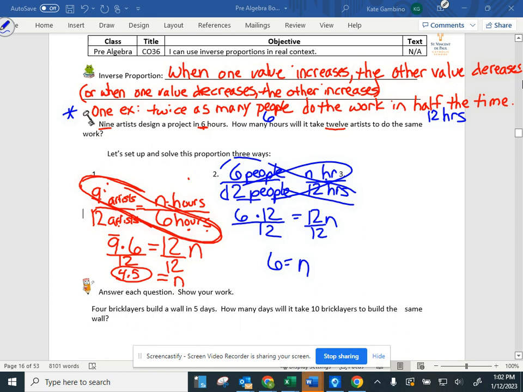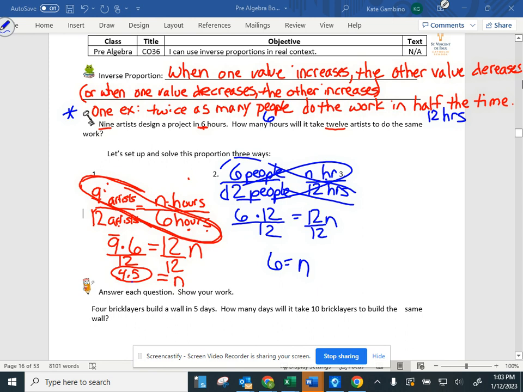It's simple math, right? We could have done that in our head, but I wanted us to see it written out. Does that make sense? What are we waiting on, Evelyn? Did you do 6 times 12 divided by 12? And you got 6, right? Yeah. That's the answer.